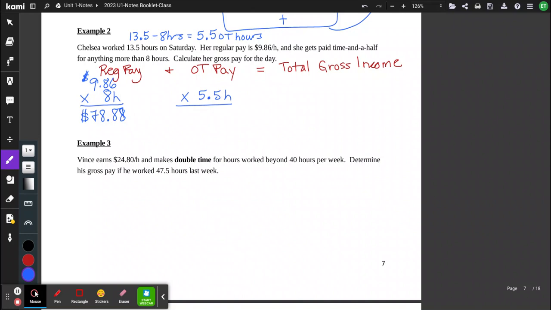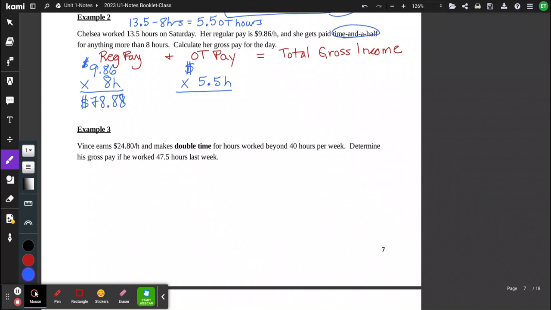Now we need to know how much she's actually getting paid for overtime. So it says time and a half for overtime. So what do I have to do to find her overtime? Am I going to just take $9.86 and add $1.50? Is that what time and a half means? No. What does time and a half mean? The time and then a half. You're going to multiply it by 1.5.